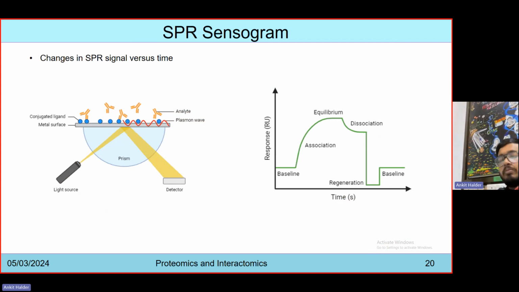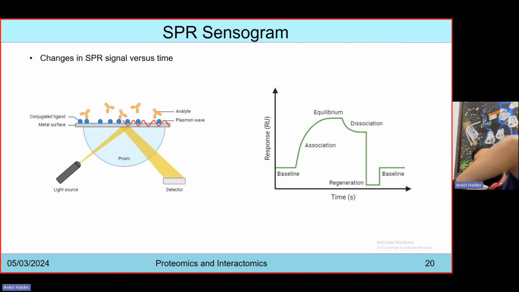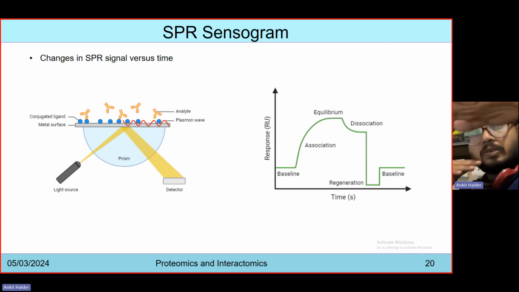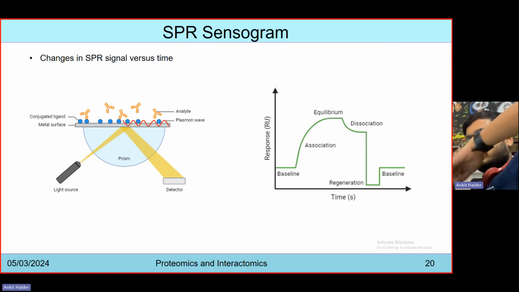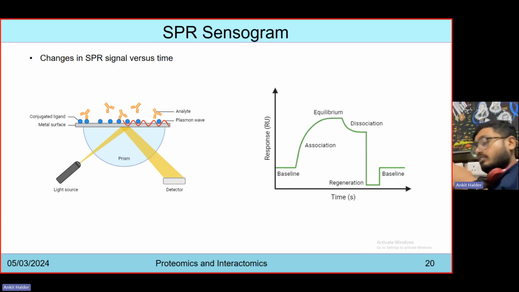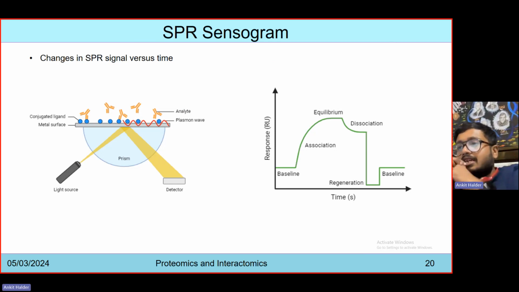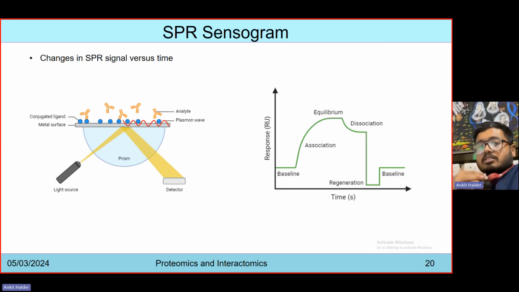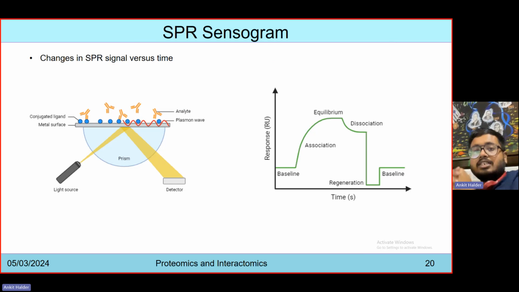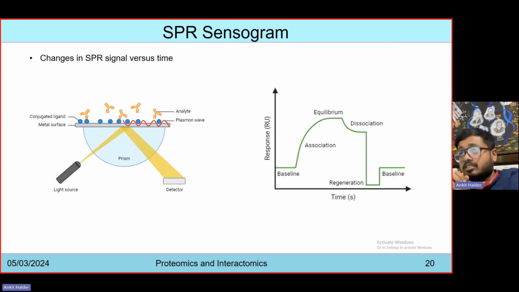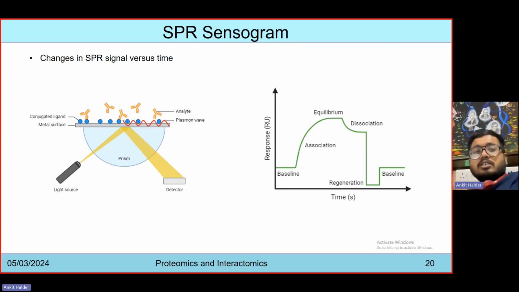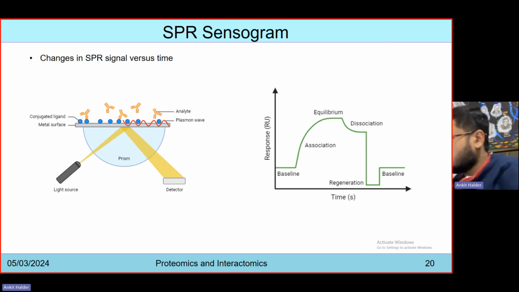Now the major concept is that the gold chip or the silver can generate this plasmon. So if you have these particular ligands and an analyte, this boundary is very much sensitive to whatever gets absorbed, and it creates changes. So this gives us the concept of the sensogram, or SPR sensogram, as it is known.